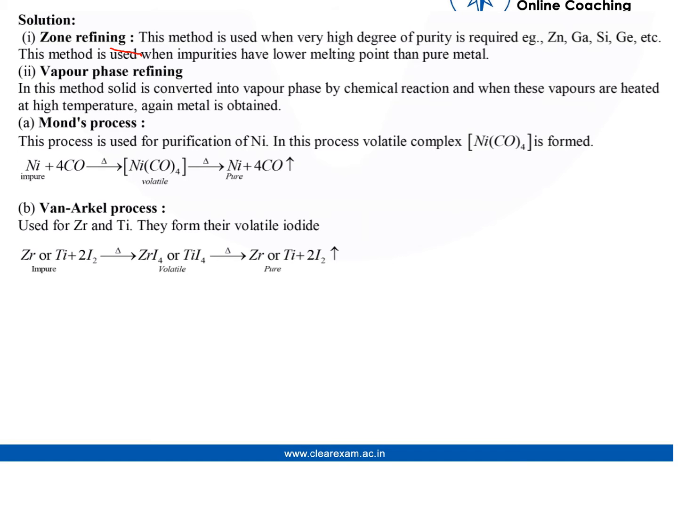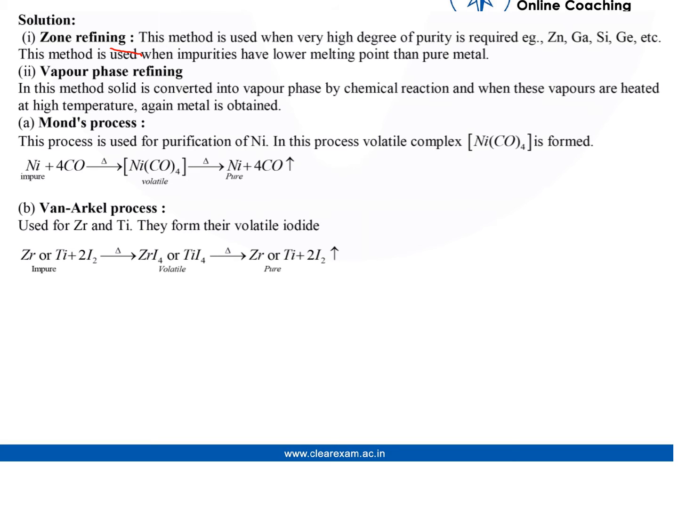This method is used when a very high degree of purity is required, for example Zn, Ga, Si, Ge, etc. This method is used when impurities have a lower melting point than the pure metal.